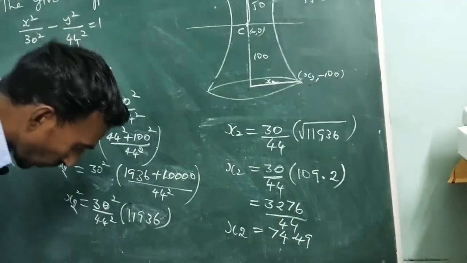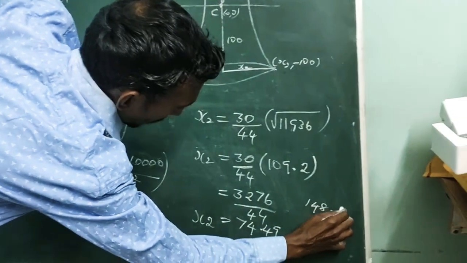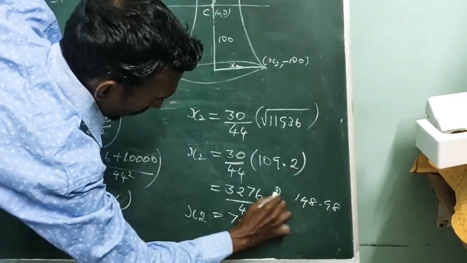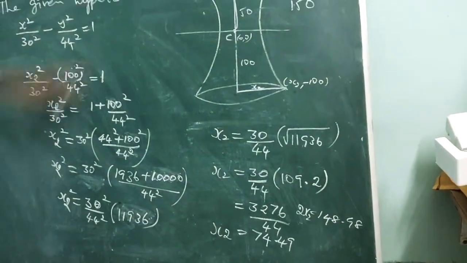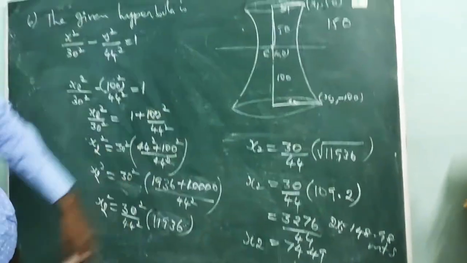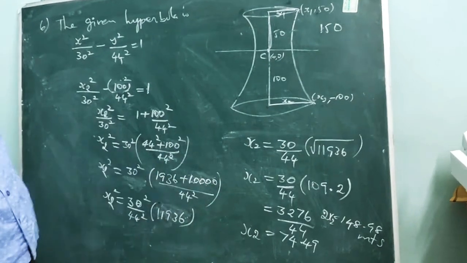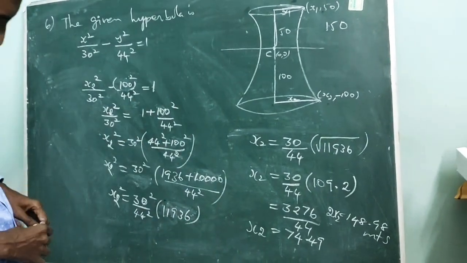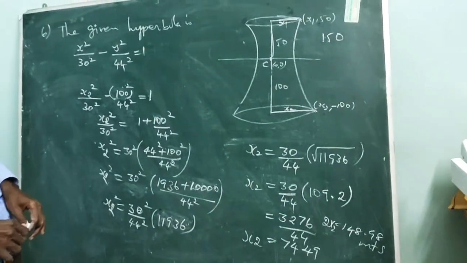Multiply by 2, we are getting 148.98. 2x2 equal to 148.98 meters. So we found only the radius. To get the diameter, multiply by 2. So we are getting 74.49 multiply by 2, 148.98 meters.